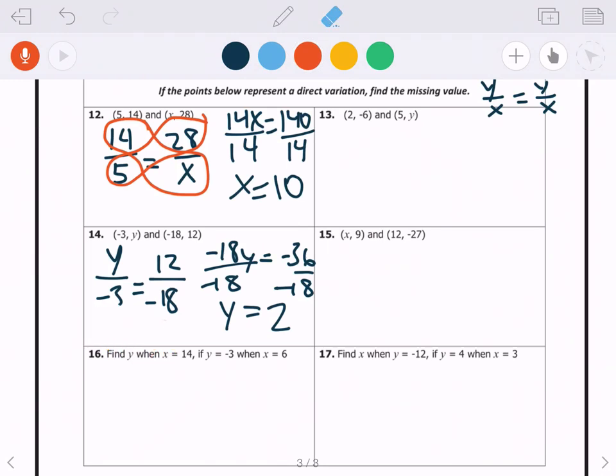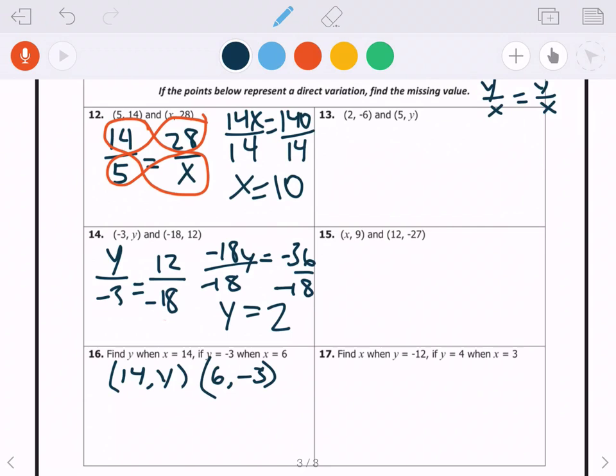Last problem, number 16, is just like 12 through 15. We're just representing that ordered pair in a different way. The comma separates the two ordered pairs. So we're trying to find y when x is 14. If you want to actually write this as an ordered pair, you can do that. So x is 14 and y we're trying to find. That's my first ordered pair. My second ordered pair, if y equals negative 3 when x equals 6. So x is 6, y is negative 3.